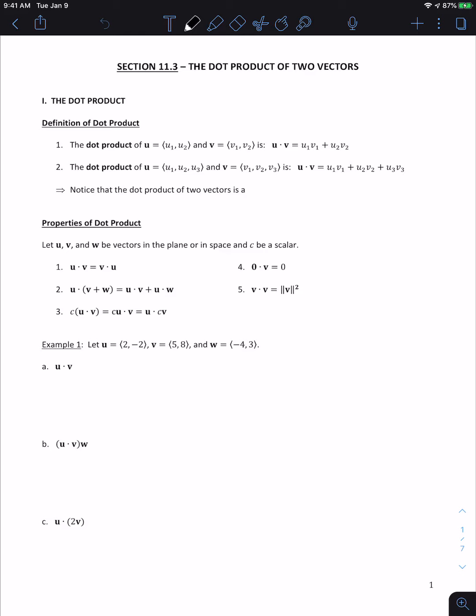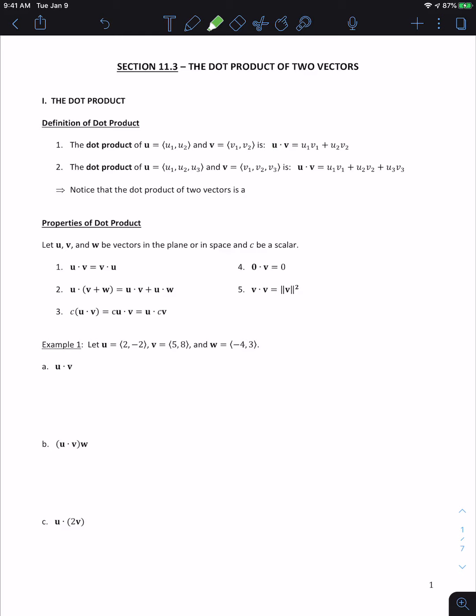Hello everyone, in this video we're going to be looking at section 11.3, which is the dot product of two vectors. Okay, so let's just start with the definition of a dot product. The dot product of two two-dimensional vectors, u and v, we denote by u dot v, so that's why it's called the dot product.